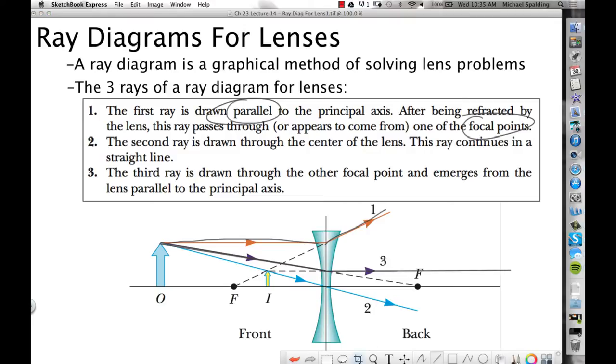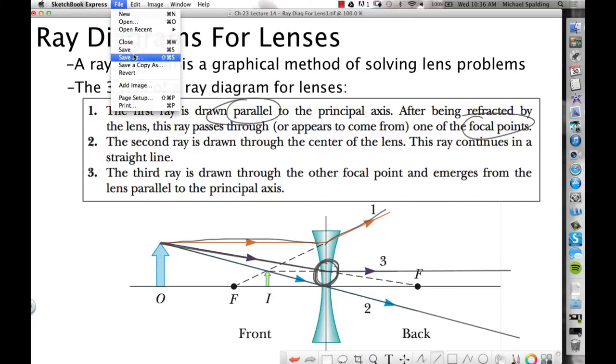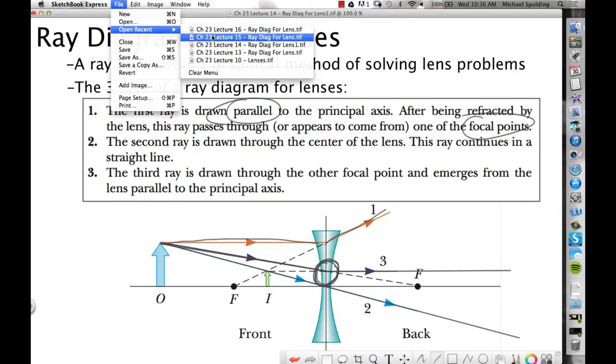Bang. Hey man, is this an example of diverging? It is, because he pulled away from the principal axis. Anything that pulls away from the principal axis right here is diverging. And then ray number two is easy. Ray number two goes straight through the center of the lens. Okay? Now, there's three possible ray diagrams. Let's go through all three. And then we're done.